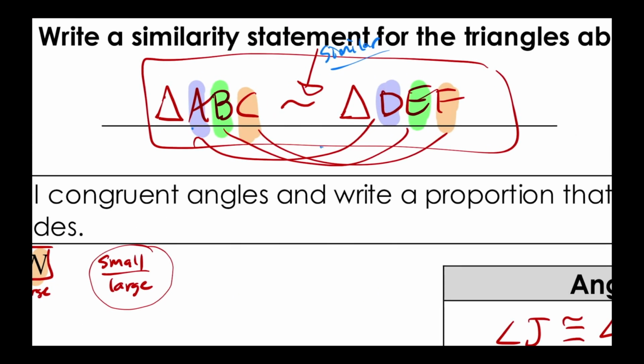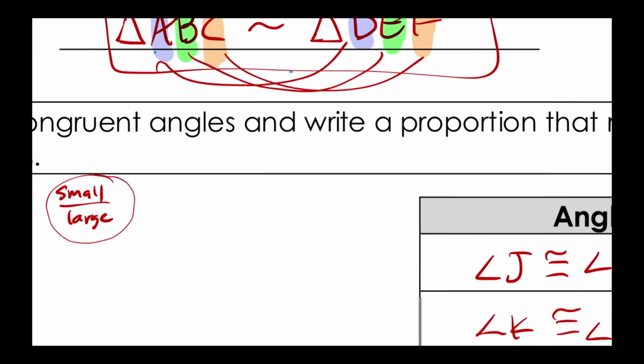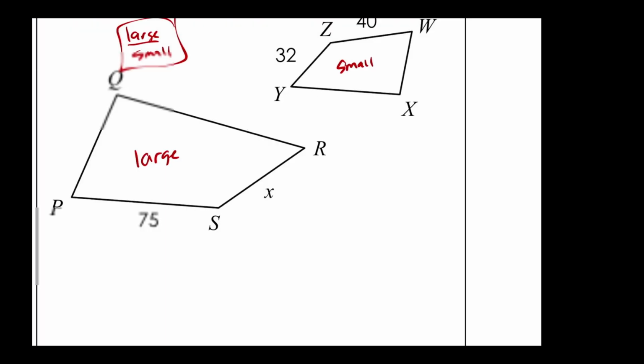The first thing we do is we match it up, and we use colors. We've decided to use colors because it makes our life easier. When they give us the similarity statement, they give it to us in that order for a reason. It's because the 3 letters on the left side match up with the 3 letters on the right side, the corresponding parts. So A with D, B with E, C with F. So let's do the same thing with our problem.